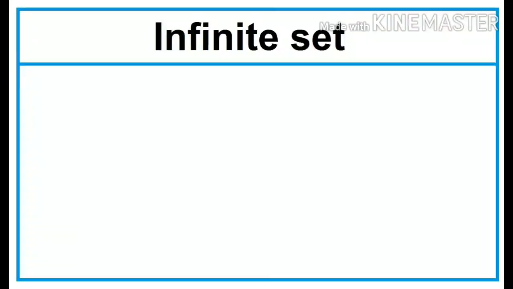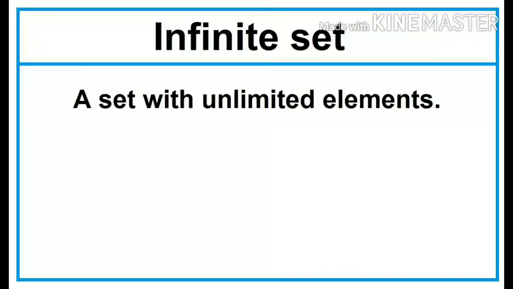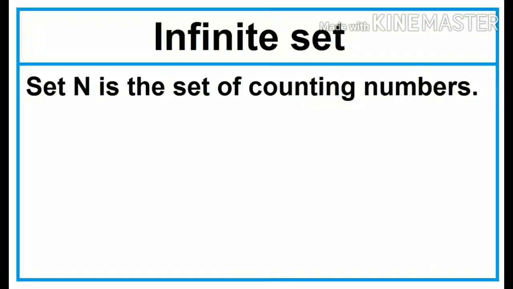Infinite sets. A set with unlimited elements is called an infinite set. Let's take an example. Set N is the set of counting numbers. So N is equal to {1, 2, 3, and so on}. Here the number of elements is infinite.